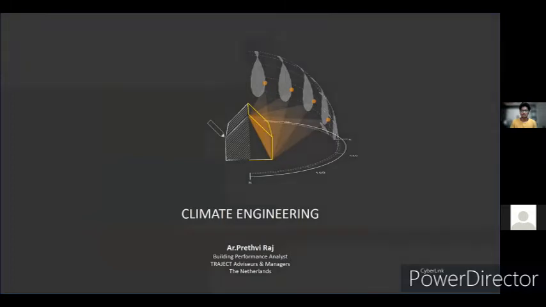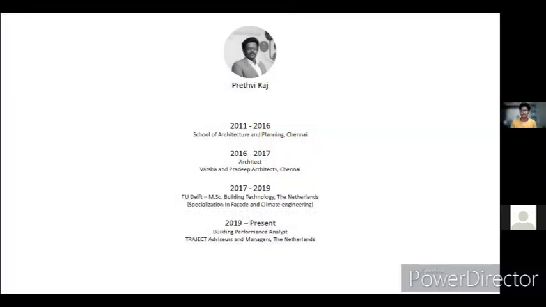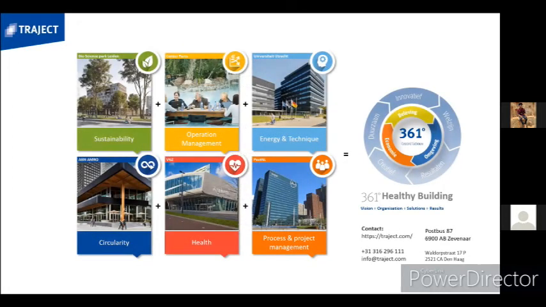I'm Prithvi. Those who don't know me, like you said, I graduated in architecture in 2016, and I worked for a year with Varsha and Pradeep. And after pursuing a master's, I'm working as a building performance analyst with Traject advisors and managers. So Traject, we have a group of advisors, consultants, and project managers who work with varied projects. We have 6 teams ranging from sustainability to project management, and we address each and every step of the project with more vision towards sustainability. And I'm working under the team called Energy and Technique, and I'm happy to be here to present.